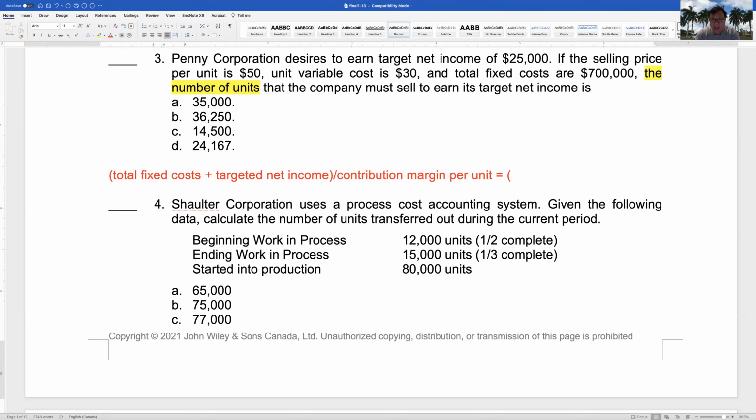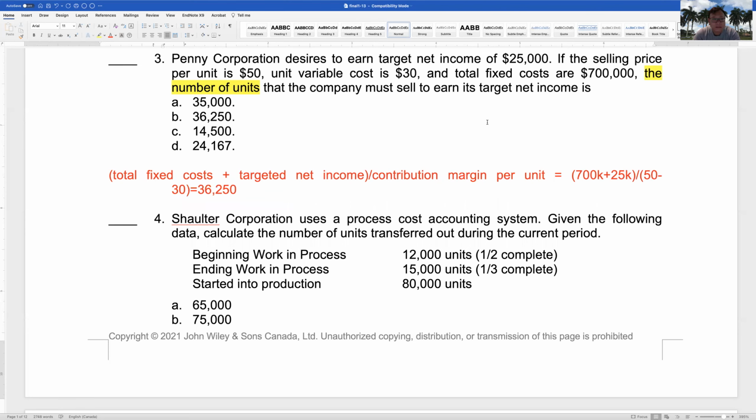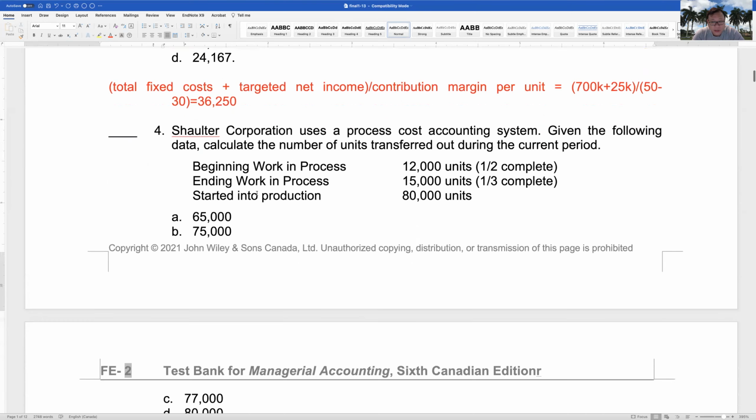Here, total fixed cost is 700,000 and the expected net income is 25,000, and the contribution margin per unit is 50, the selling price, minus 30. So 725,000 divided by 20 gives 36,250. So the answer is B, 36,250. So that's this question.